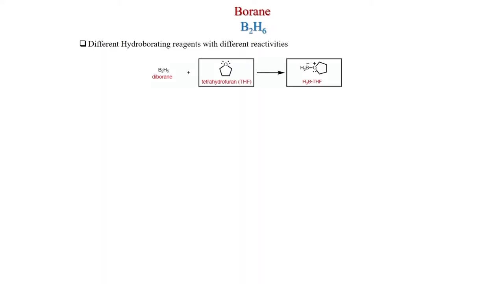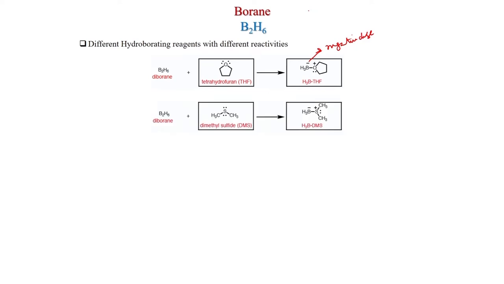So diborane, when mixed with tetrahydrofuran, then this BH3-THF complex is formed. And now BH3 carries a negative charge here, and oxygen has a plus charge. So one lone pair is donating to the boron. Also, diborane, when reacting with dimethyl sulfide, it forms this BH3-DMS. This is very useful, and it is called BMS. So BH3-DMS, we will discuss shortly the advantages of this.